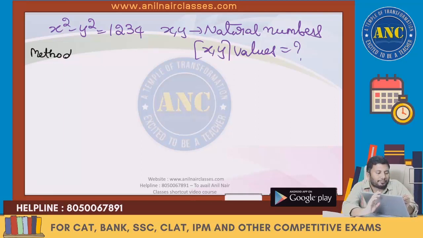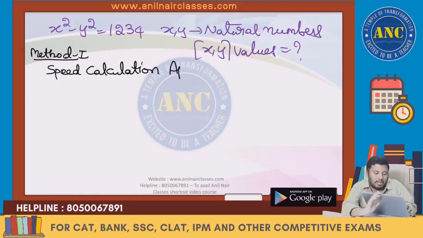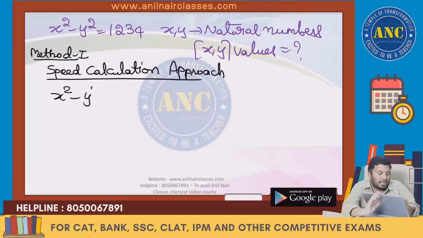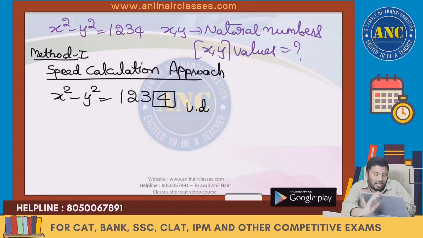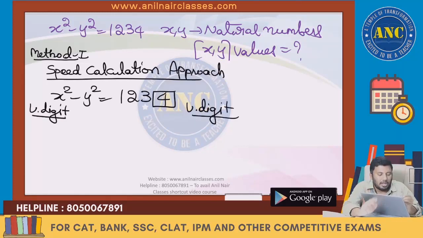Method 1: again a speed calculation approach. Next is the even or odd approach. X square minus y square is equivalent to 1234. I am taking the unit digit. I am only playing with the unit digit on the left hand side and on the right hand side. The unit digit on the right hand side is 4.